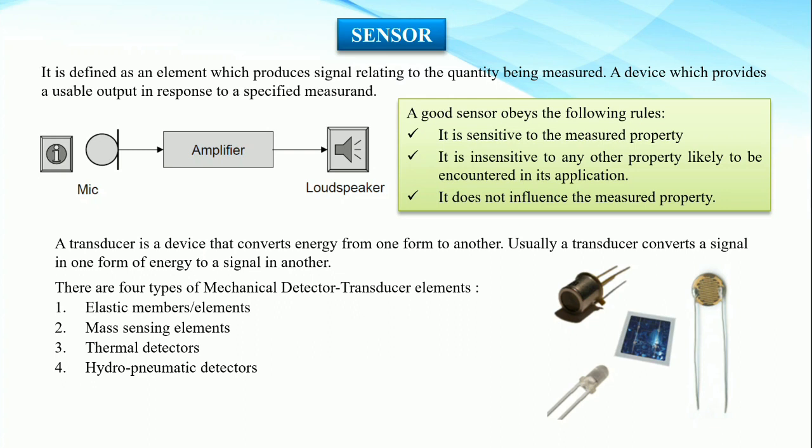Nowadays common sensors convert measurements of physical phenomena into an electrical signal, and the active element of the sensor is called the transducer. Any good sensor must obey some rules. It must be sensitive to the measured property, it must be insensitive to any other property likely to be encountered in its application, and it must not influence the measured property. The Instrument Society of America defines a sensor as a device which provides a usable output in response to a specific measurement.